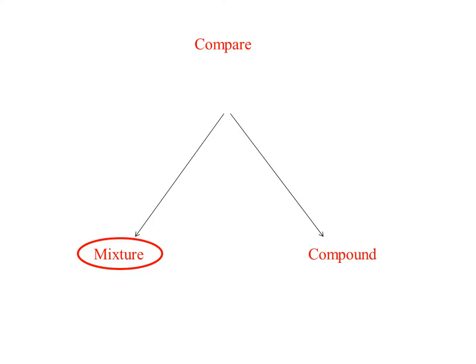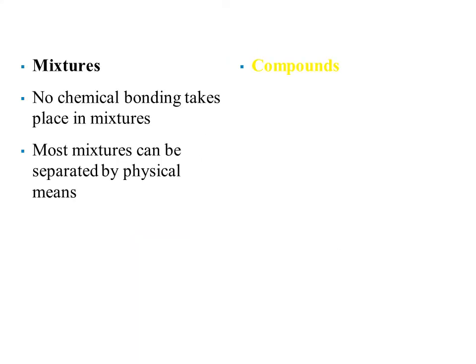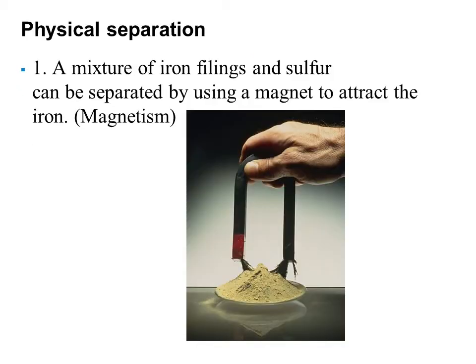Now we're going to compare mixtures versus compounds. So to conclude, with mixtures, no chemical bonding takes place. Most mixtures can be separated by physical means. Let's look at a few of those physical means before we move to look at examples of compounds. A mixture of iron and sulfur can be separated by using a magnet.